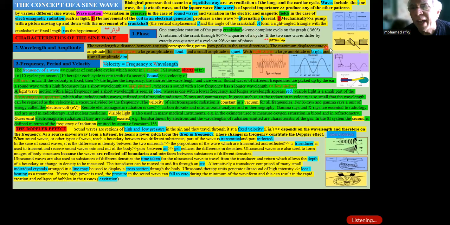Of course, we can create the sine wave by moving a wire through a magnetic field. As we can see, these movements create the alternating current. So this movement creates the sine wave. As you can see, this is a complete sine wave. It covers around 360 degrees.